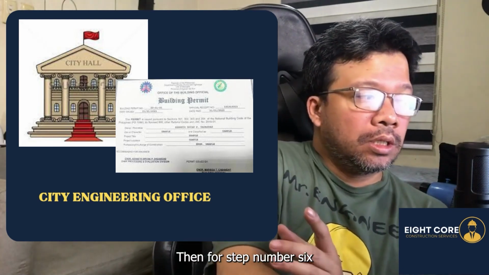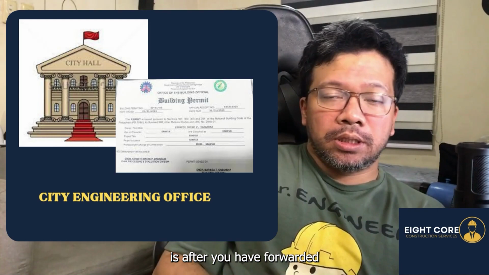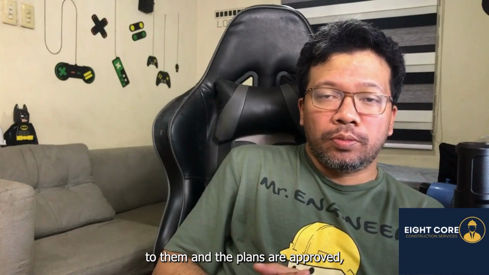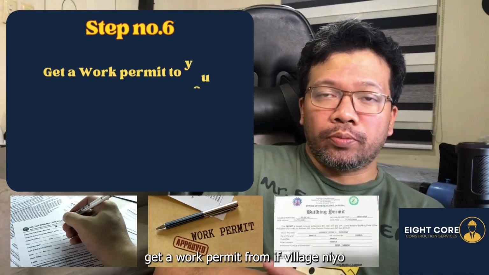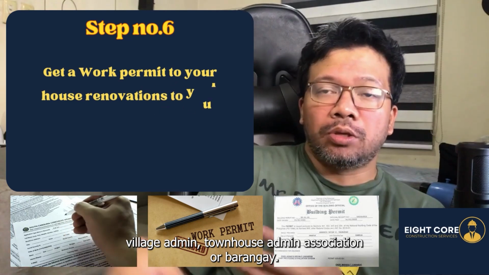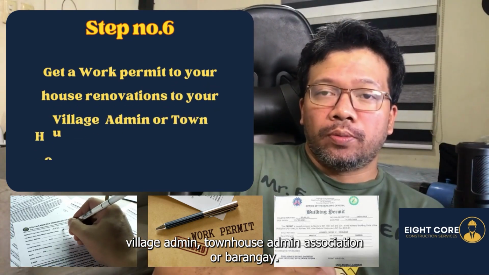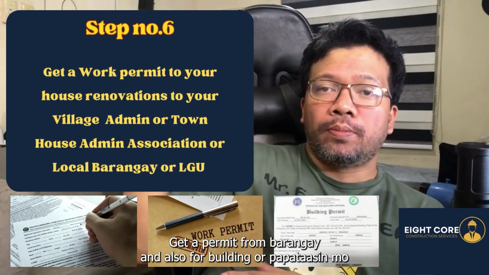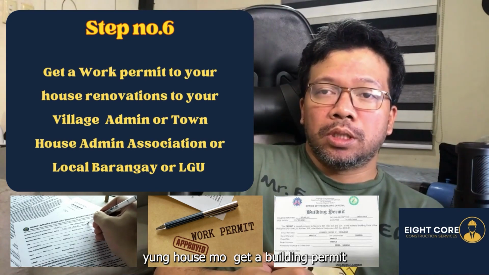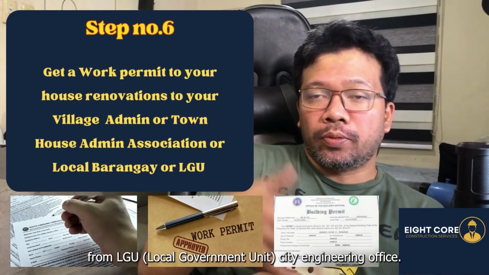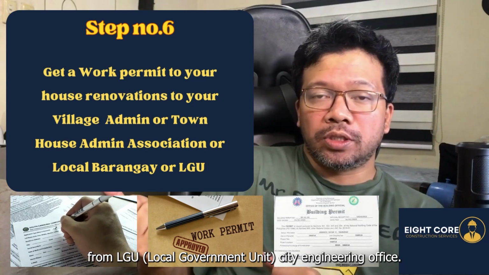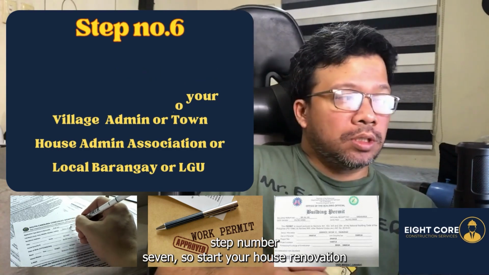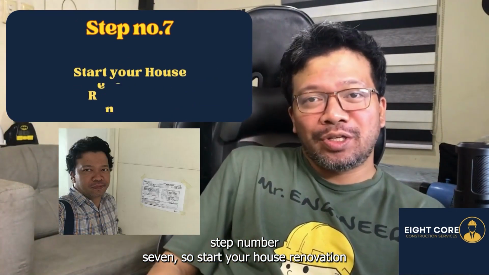Then for step number six, after you have forwarded them and the plans are approved, get a work permit from the village admin or townhouse association. For the barangay, get a permit from the barangay. And if you're building upward, get a building permit from the LGU City Engineering Office. Then step number seven, start your house renovation.